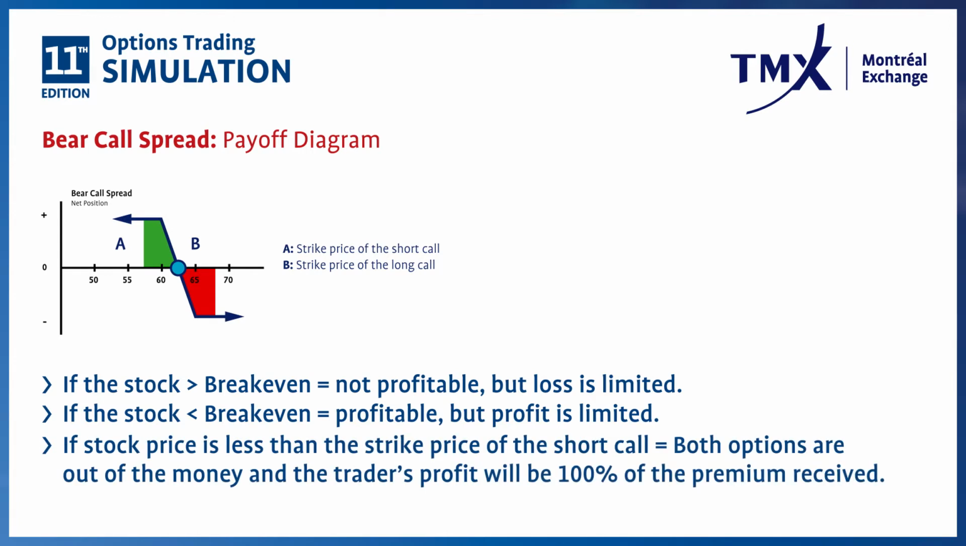If the stock price at expiry is less than the strike price of the short call, then both options are out of the money and the trader's profit will be 100% of the premium received. When a trader puts up a bear call spread, his maximum loss is when the stock price goes beyond the price of B. Ideally, the trader wants the stock price to be below A at expiry. The profit zone will be between A and the break-even point.